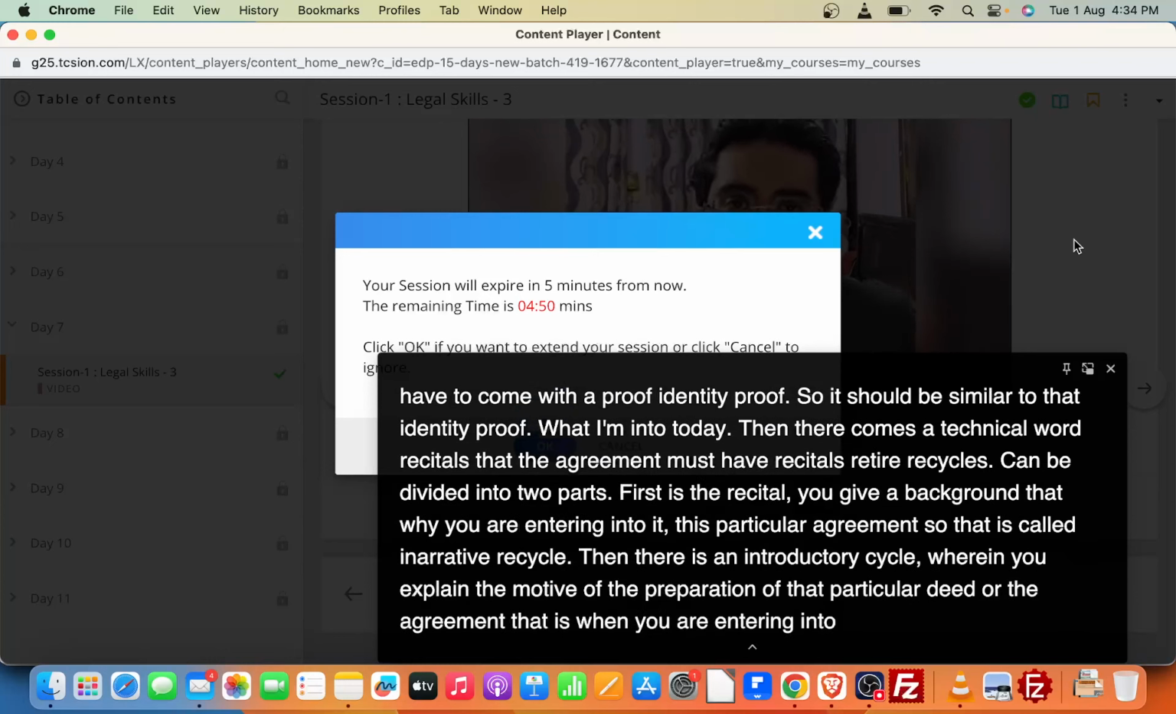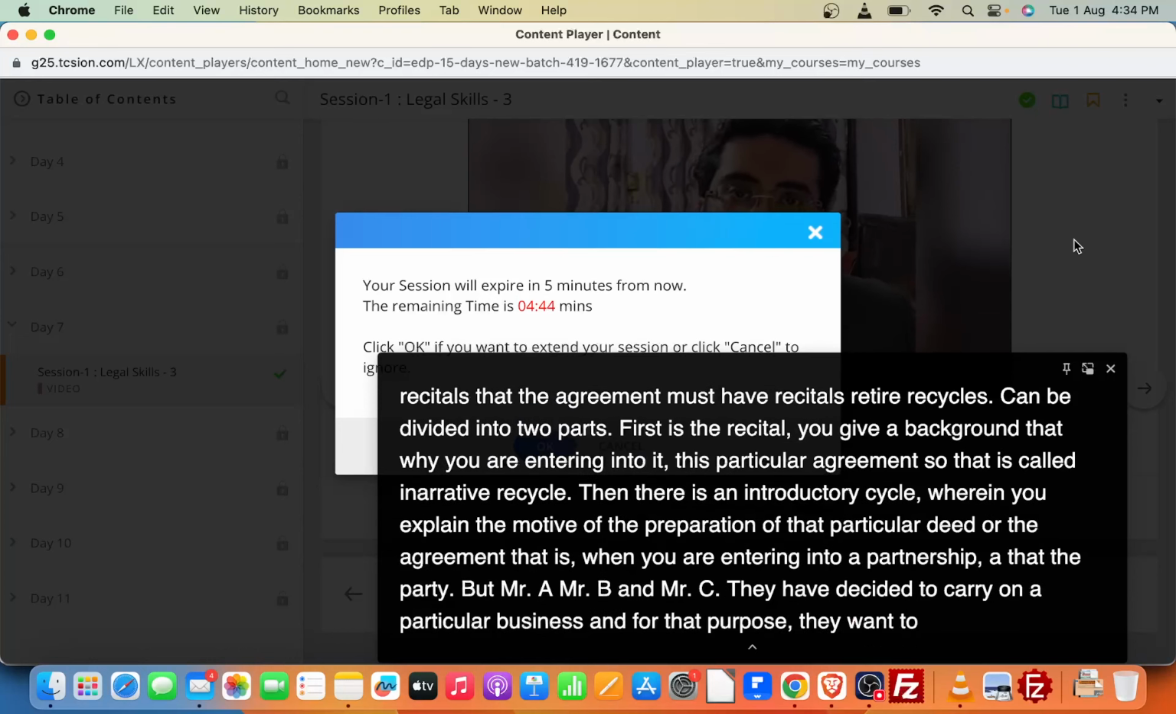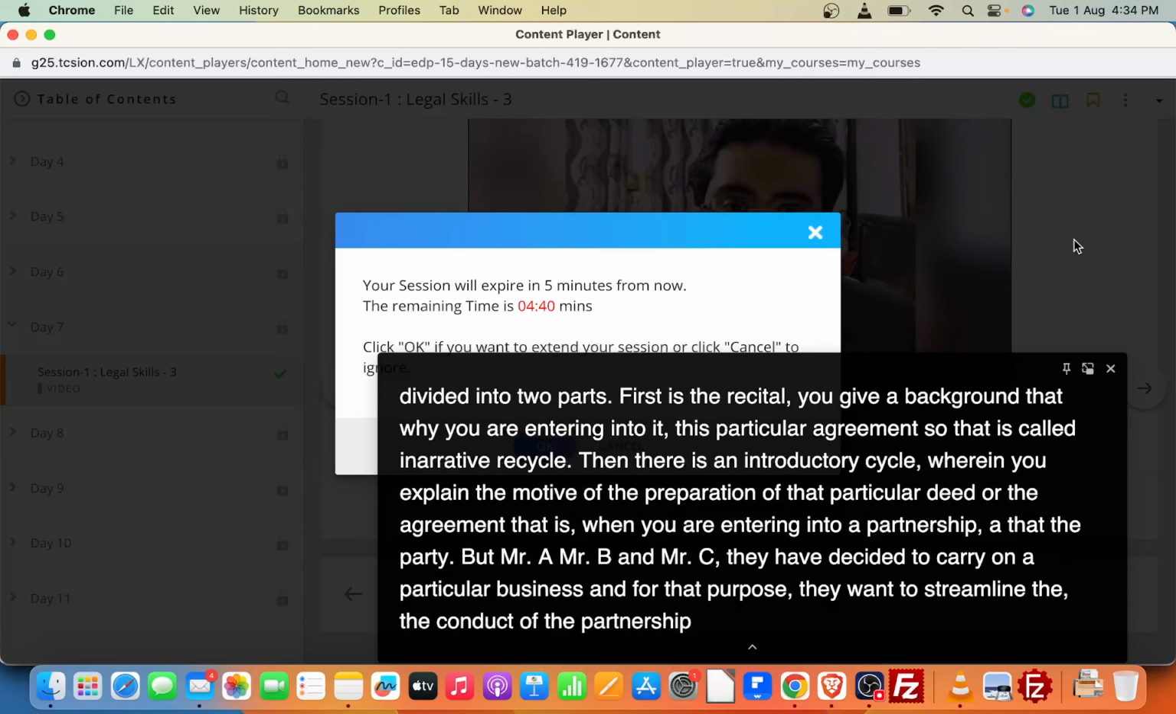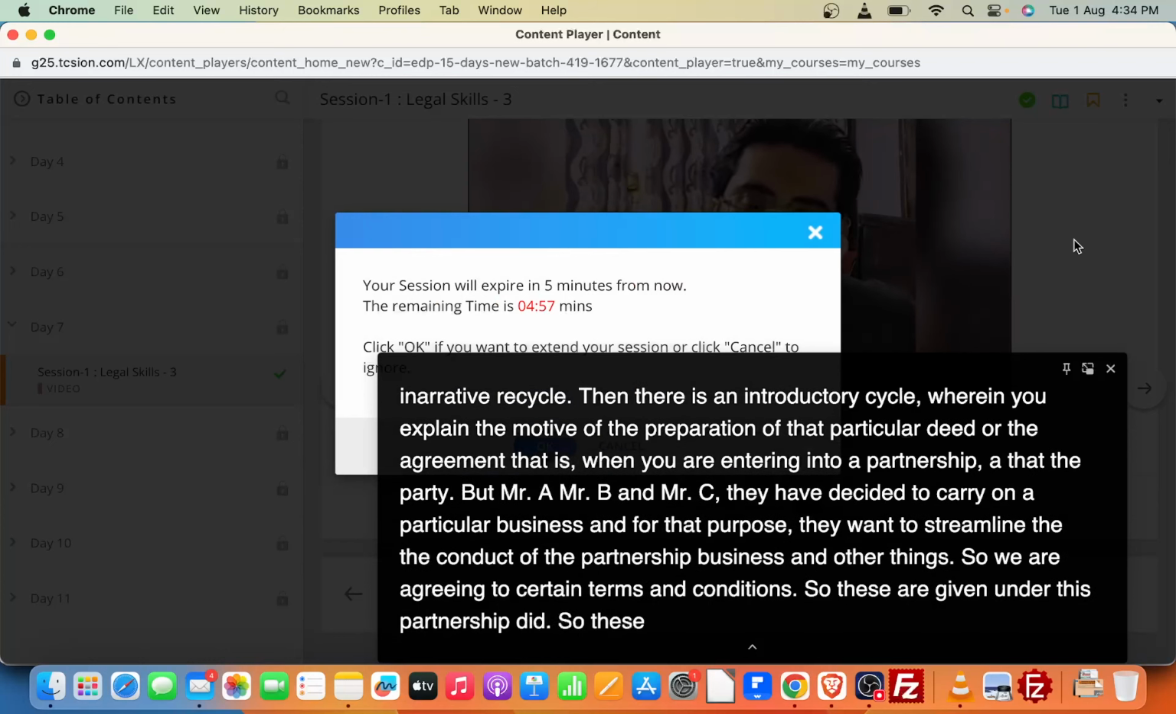That is, when you are entering into a partnership, you say that the parties, Mr. A, Mr. B, and Mr. C, they have decided to carry on a particular business, and for that purpose, they want to streamline the conduct of the partnership business and other things. So we are agreeing to certain terms and conditions. So these are given under this partnership deed. So these are the motives.